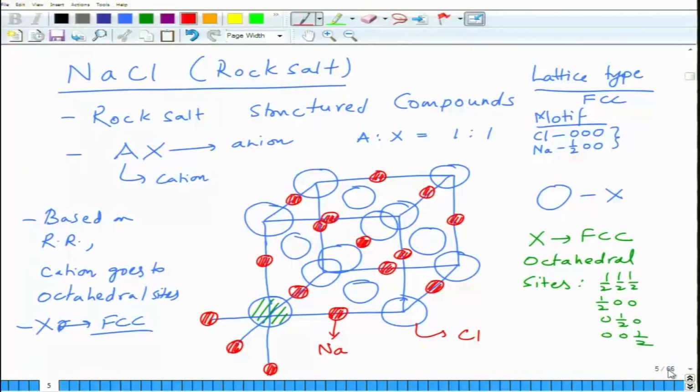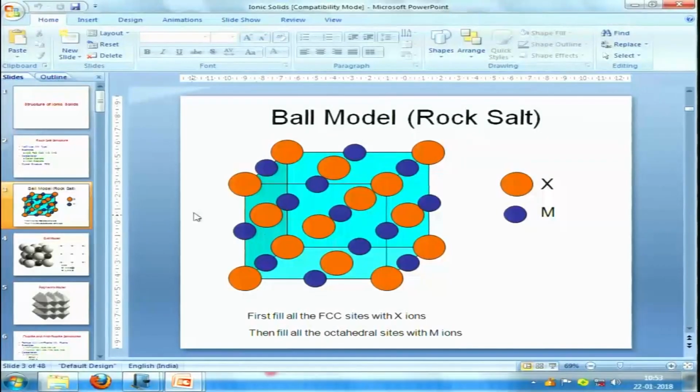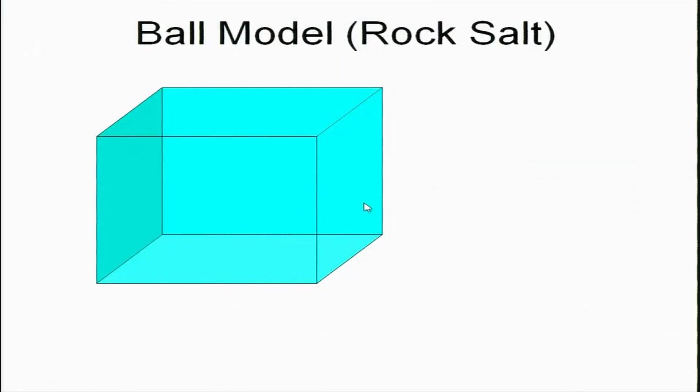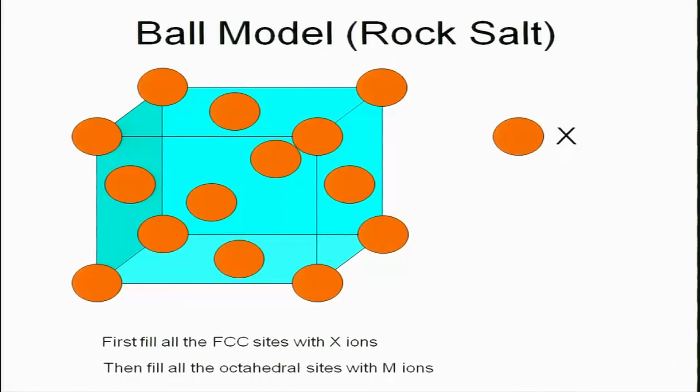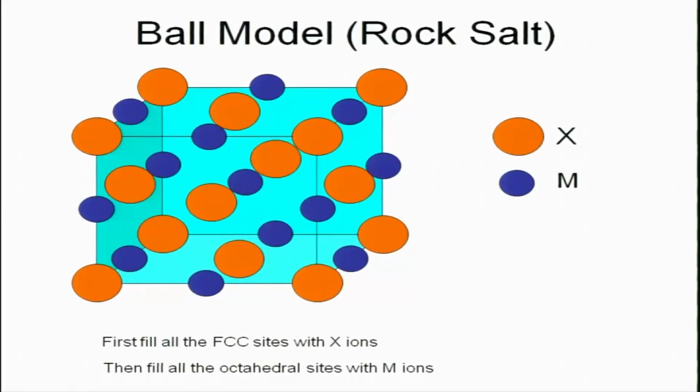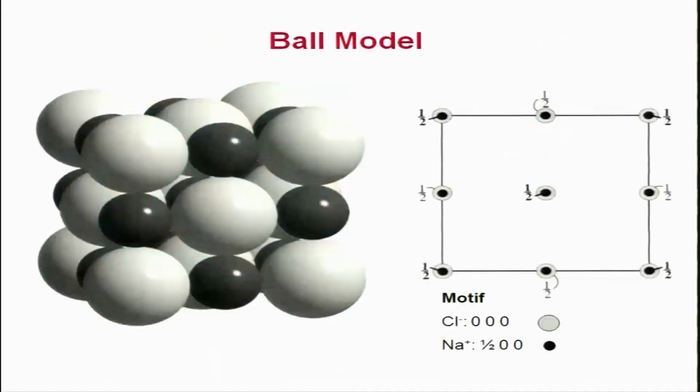So, this is your rock salt structured compound, in which let me show you how it looks. So, this is what it looks like basically. This is the ball model. You first fill all the FCC sites with X ions and then fill all the octahedral sites with M ions. So, this is what makes a FCC structure of NaCl, and this is what the touching model looks like. The white balls are anions, the red ones are cations, and the top view will look like that.